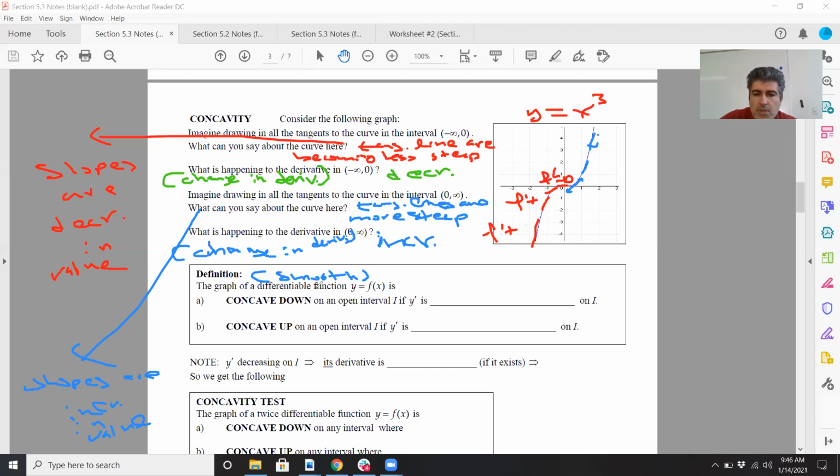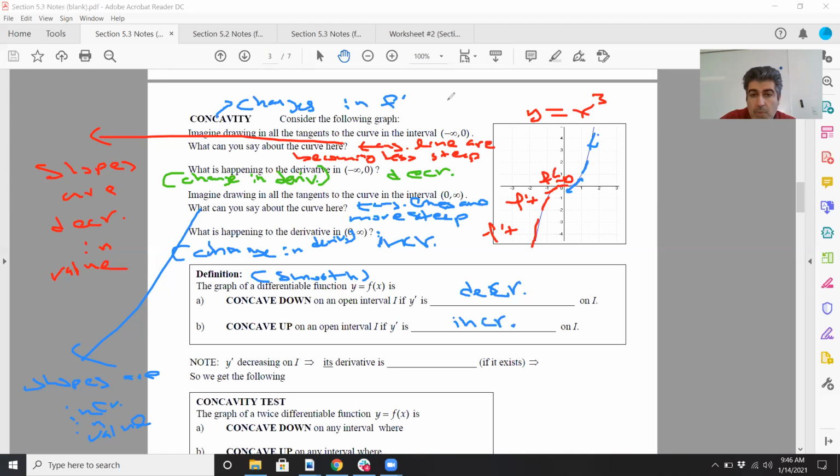So we call this whole phenomenon concavity. Concavity is this phenomenon of changes in F prime. That's what concavity really is. It's the changes in F prime. Now we say we're concave down if Y prime is decreasing in value. We say that we're concave up if Y prime is increasing in value.